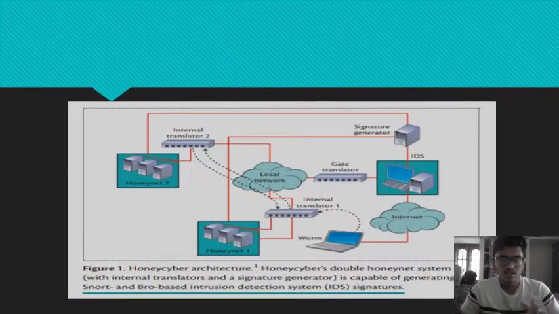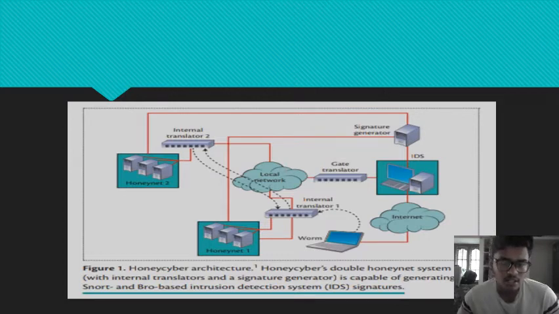So this is a figure of the HoneyCyber architecture. The HoneyCyber double honeynet system, with the internal translator and a signature generator, is capable of generating Snort and Bro based intrusion detection system signatures.